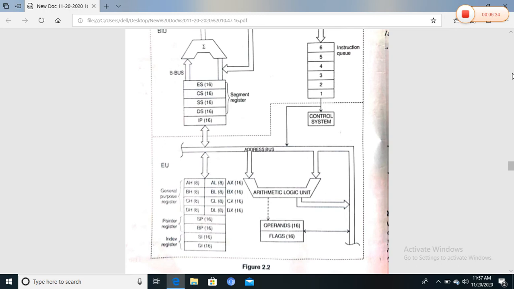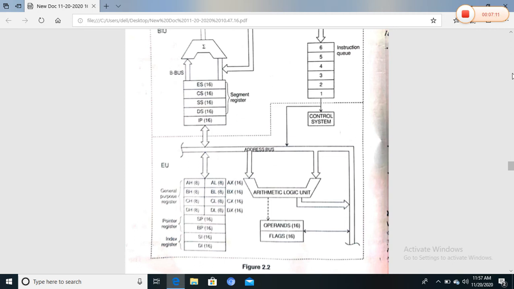Next is the instruction pointer, IP. The IP is 16 bits. The instruction pointer register holds the 16-bit address of the next code byte within the code segment. The value stored in the IP is called the offset or displacement.